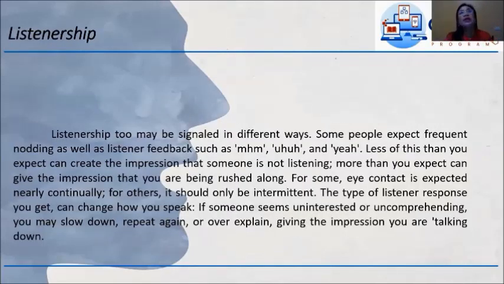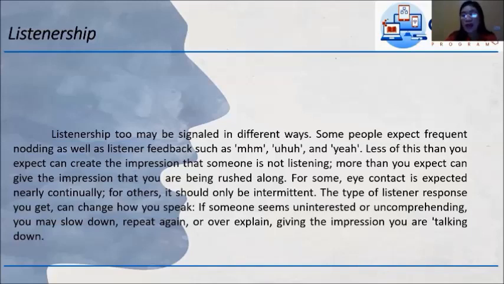Okay? Another important thing in a conversation is listenership. Okay? So listenership may be signaled in different ways. So some people expect frequent nodding as well as listener feedback such as "uh" and "yeah." So less of this than you expect can create the impression that someone is not listening. More than you expect, it can give the impression that you are being rushed along.